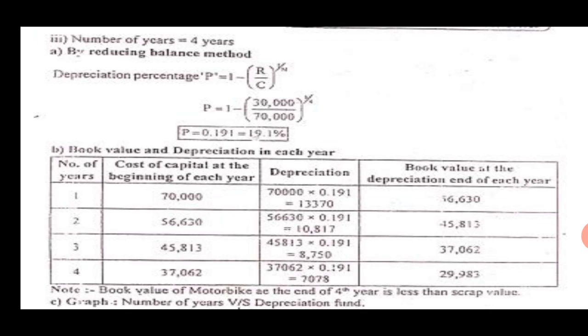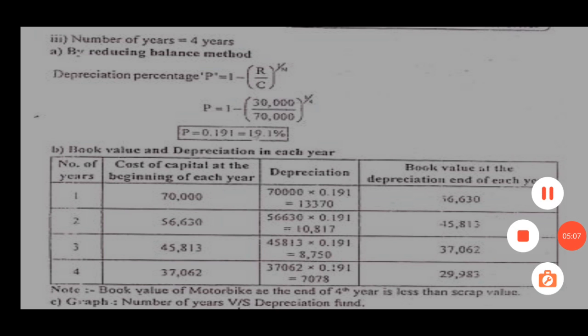This depreciation percentage is fixed for all the years, and when you multiply this depreciation percentage with the cost of capital for that year, you will get the depreciation amount, and this depreciation amount you will deduct from the cost of capital for that year to get the book value at the end of each year. So these are the two problems on this reducing balance method. We will see the next method in our next discussion.